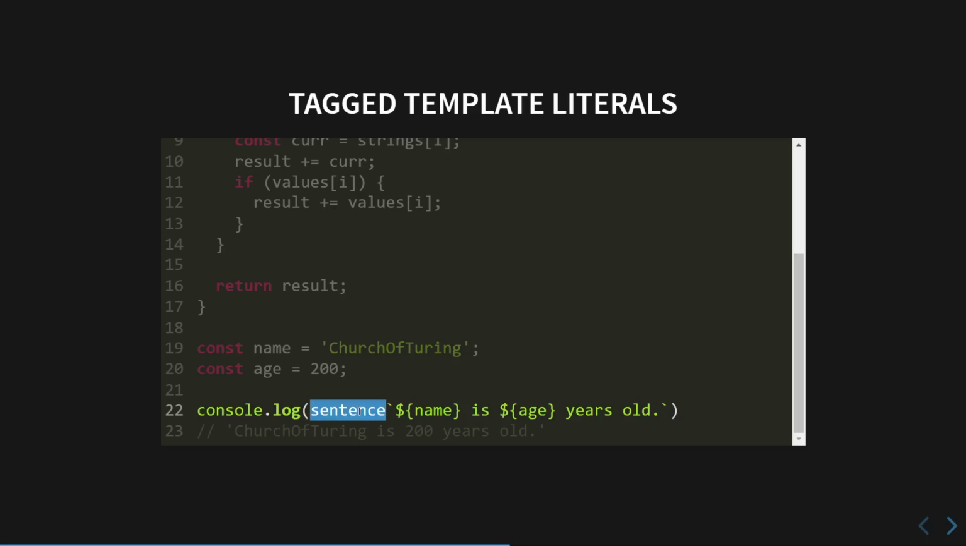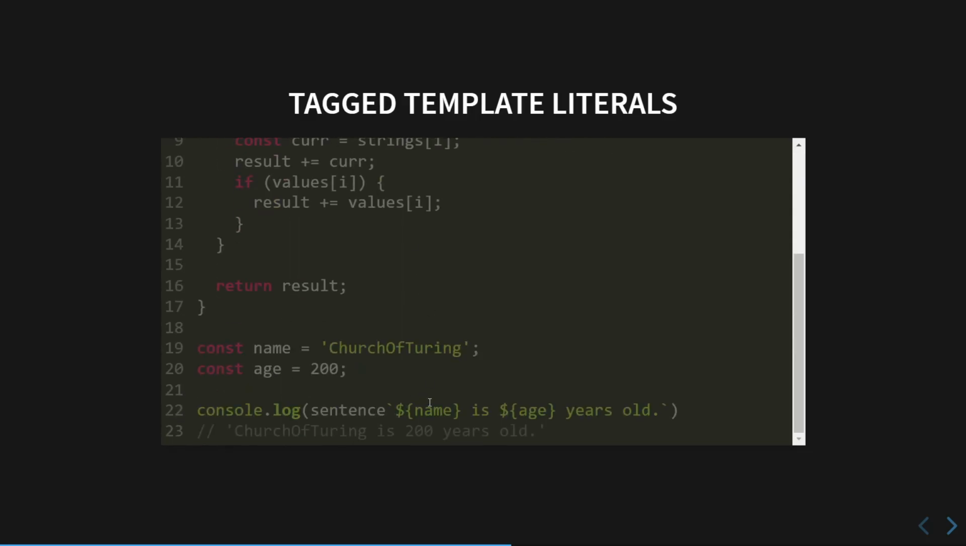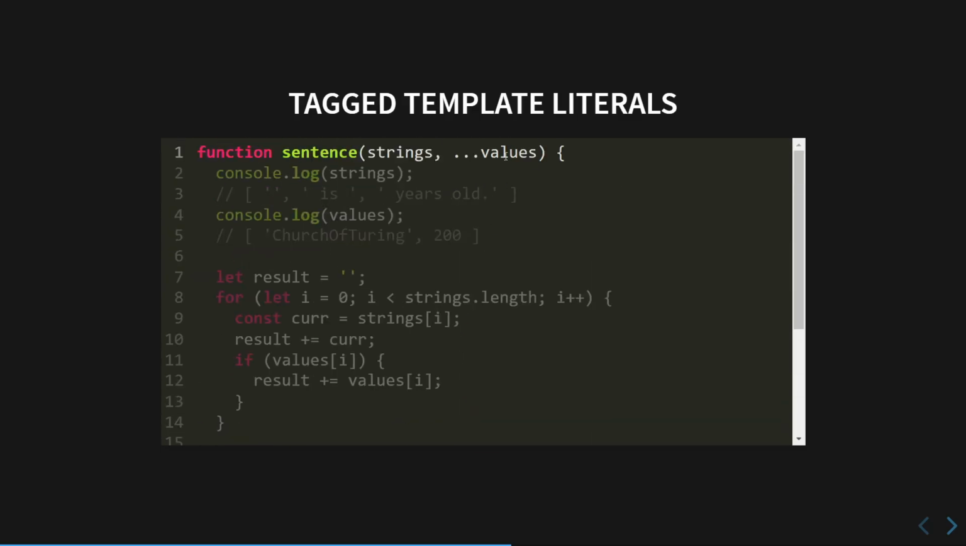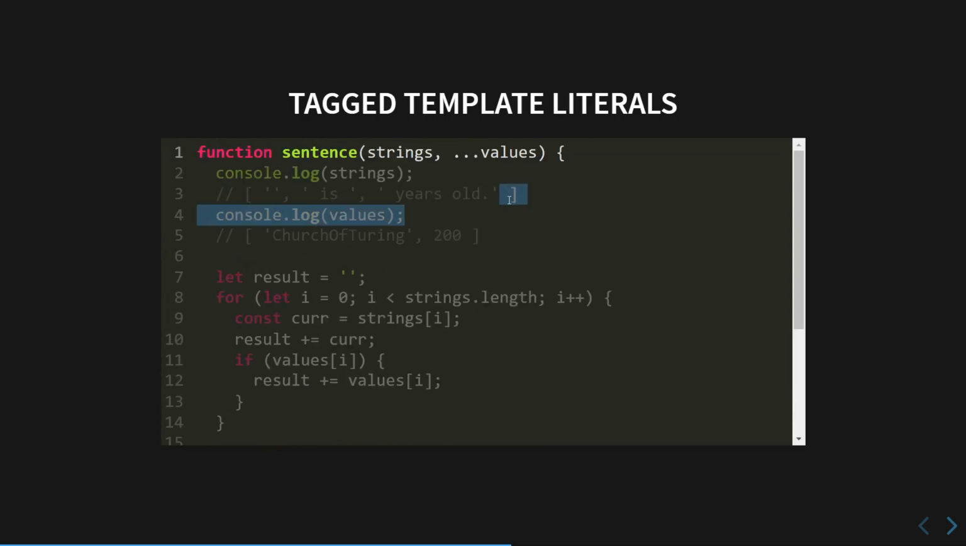This calls the sentence function, and it passes in strings, which are kind of these text parts, and it passes in values, which are the kind of template value parts. So it splits these up for you. If we look at the console log, I'll show you what I mean.